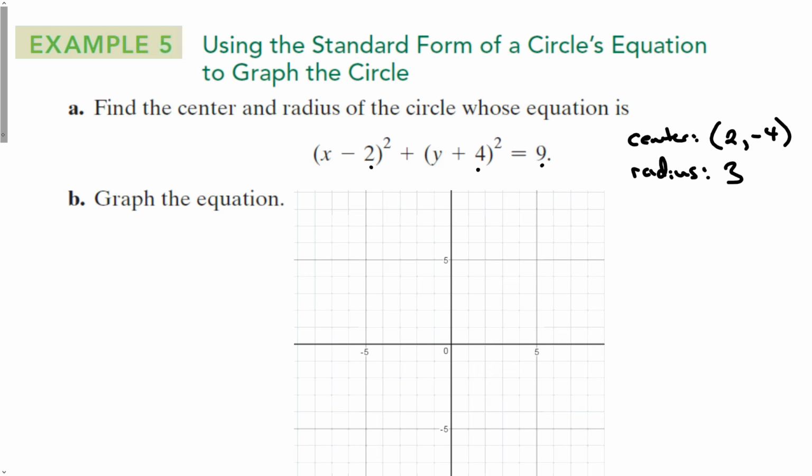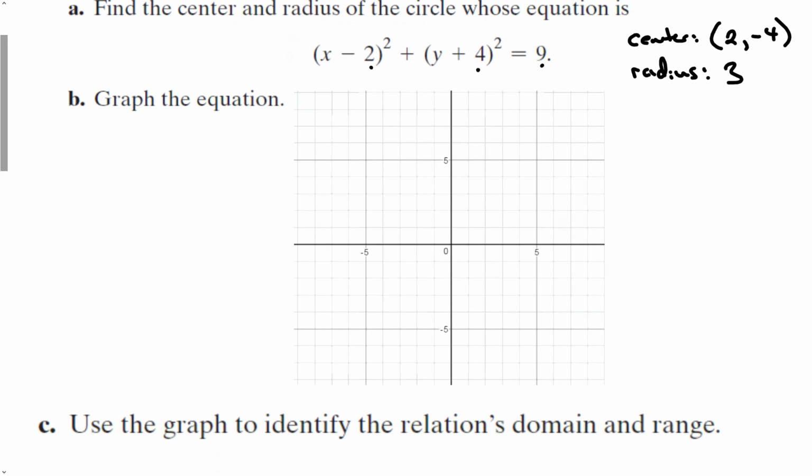So if I wanted to start to graph this, I would start at the center, (2, -4), and I would go up 3, right 3, down 3, left 3, and use my shape tool to make a nice circle. Oh, that one wasn't so good. Slide it over a little bit. And there we go.